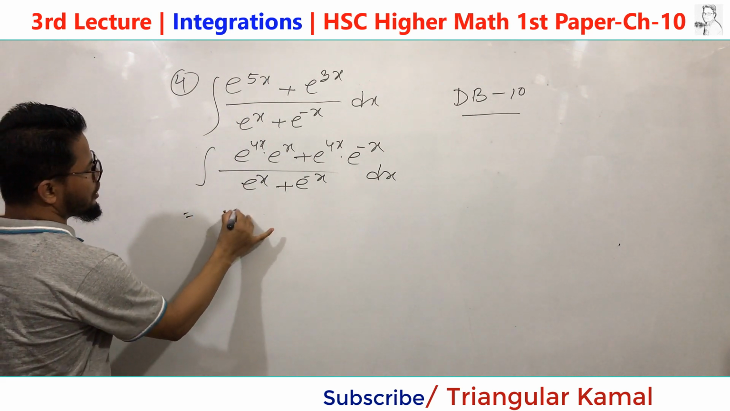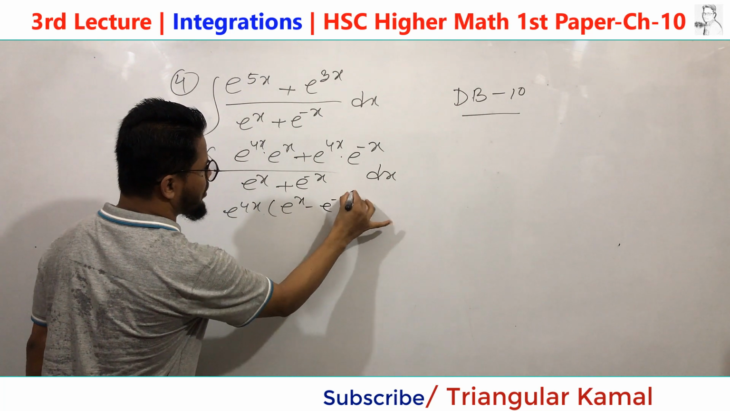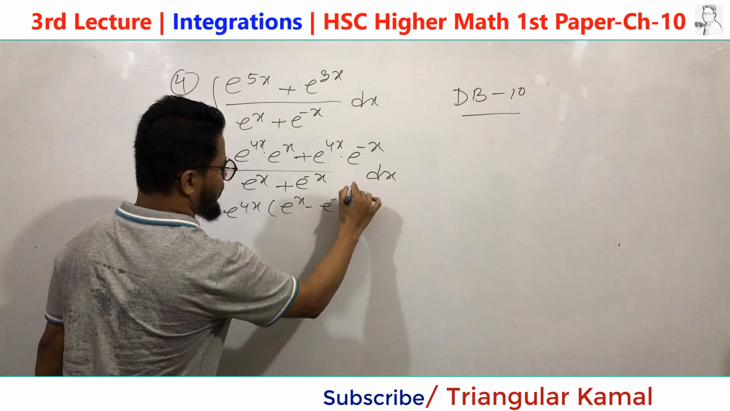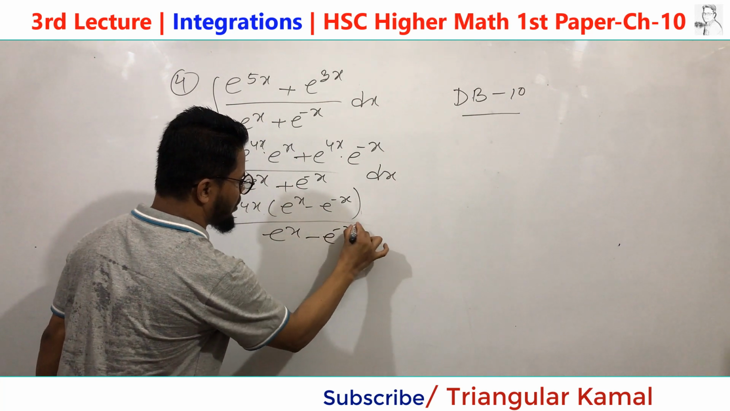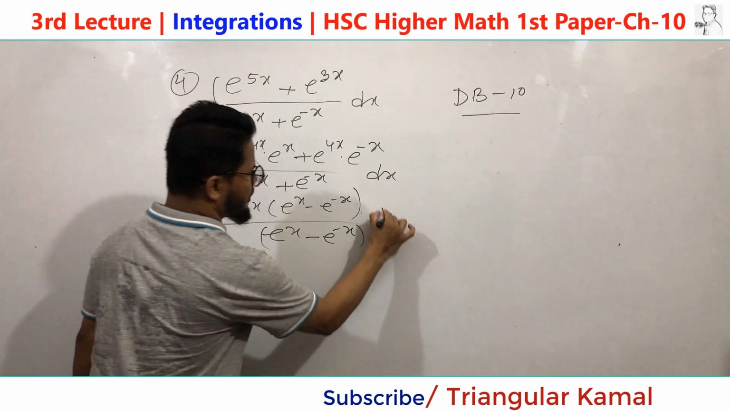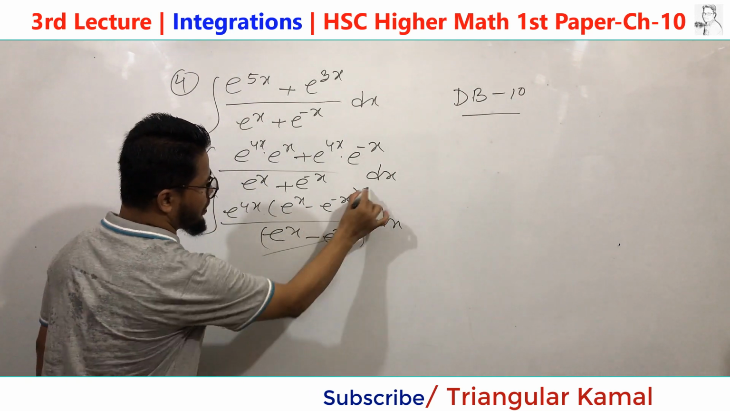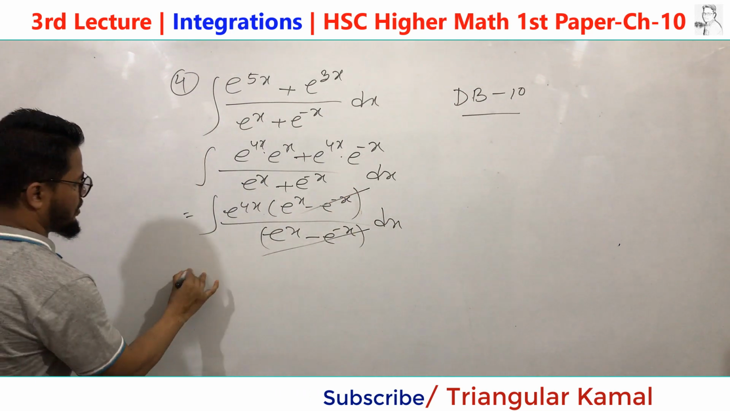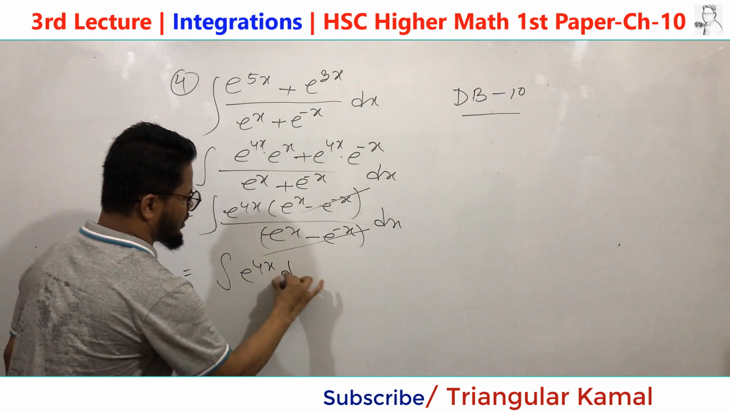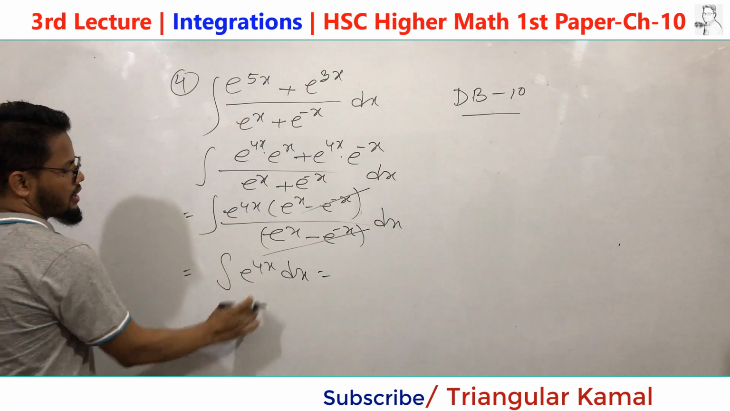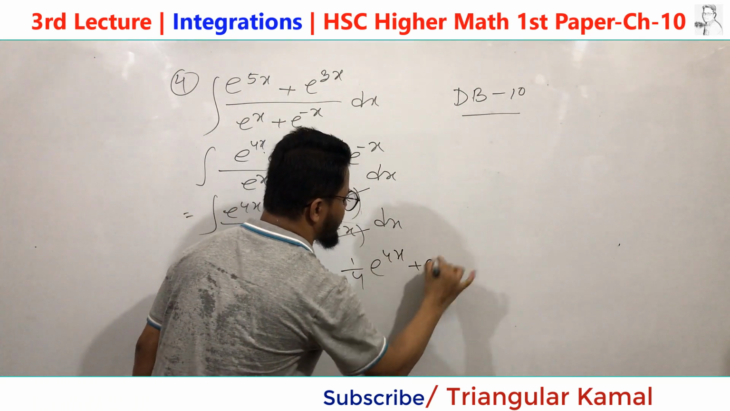Now take common, e to the power 4x is common, e to the power x plus e to the power minus x. Then denominator part is e to the power x plus e to the power minus x. This is the dx. Now you can eliminate this part, both are the same. So now integration of e to the power 4x dx. This integration is too easy, 1 by 4 e to the power 4x plus c.